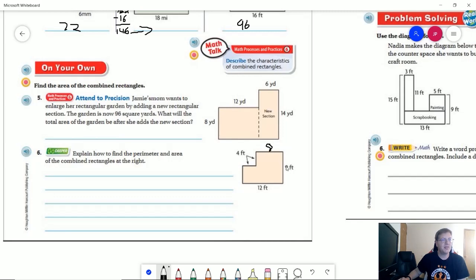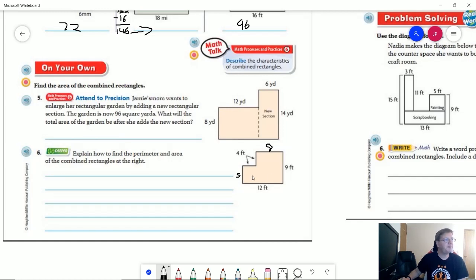I can do the same thing for my other side here, which would represent the height if I were to make a rectangle going this way. And so I can do 9 minus 4 to get 5. Now I have all of the measurements that I need to go ahead and find the perimeter. So I could go ahead and add around the outside to get my perimeter.